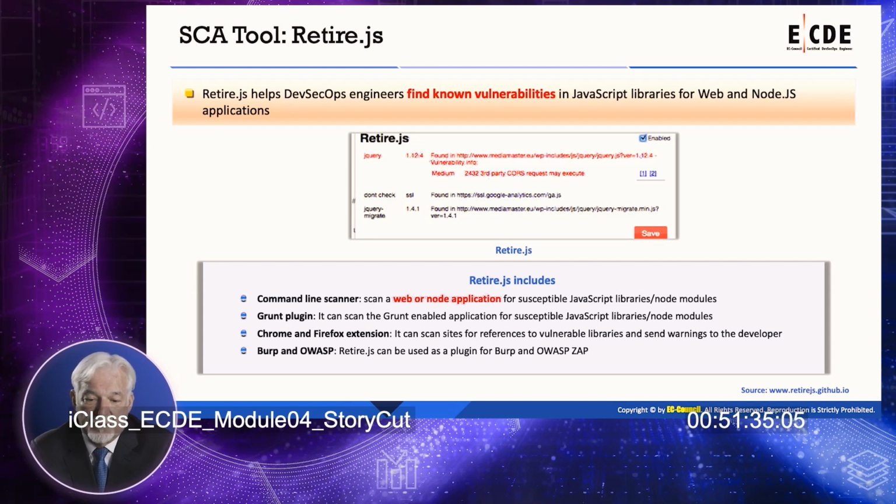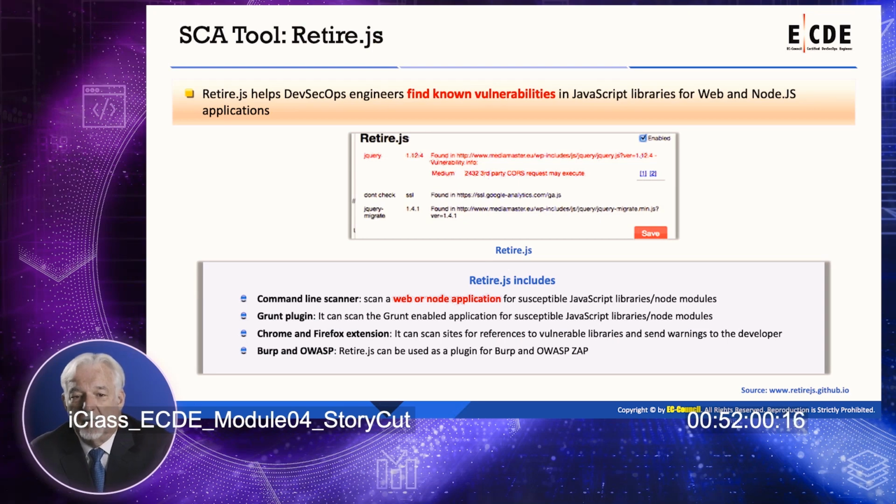You have the Grunt plugin. It can scan the Grunt-enabled application for susceptible JavaScript libraries and code modules. Now, Grunt's a command line JavaScript task runner that uses the Node.js platform. Basically, it runs custom-defined repetitious tasks and manages process and automation.